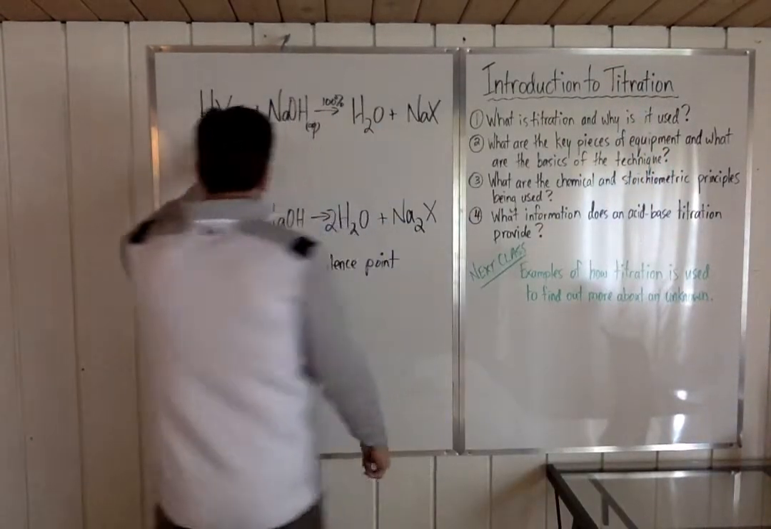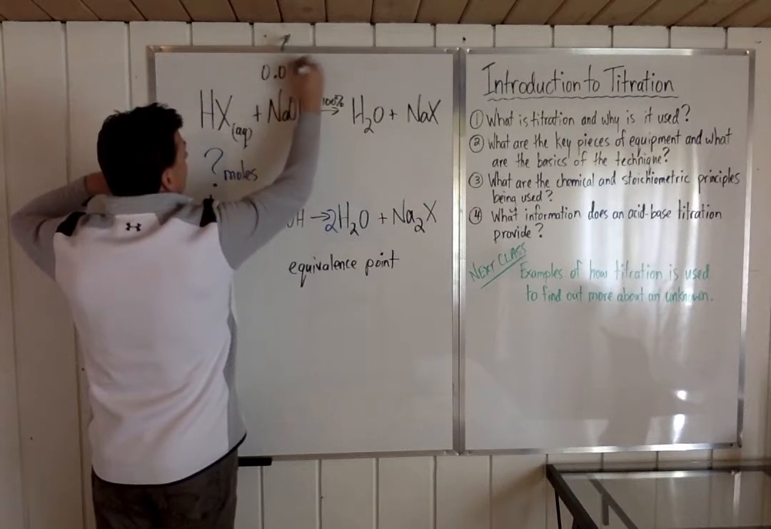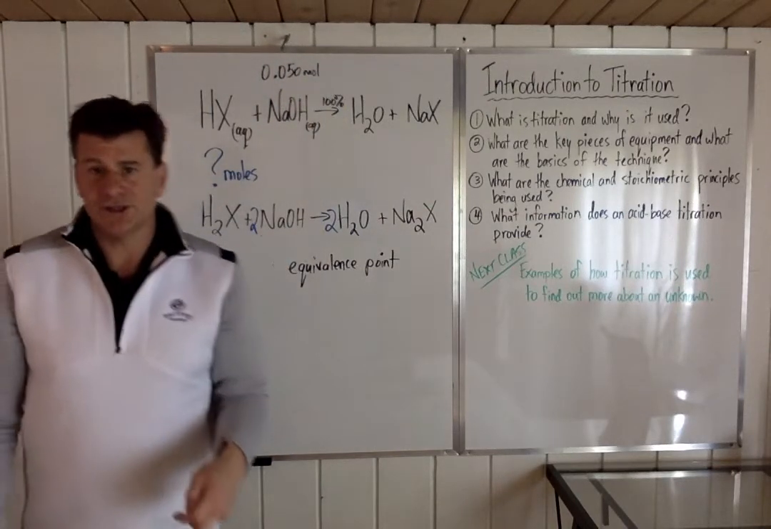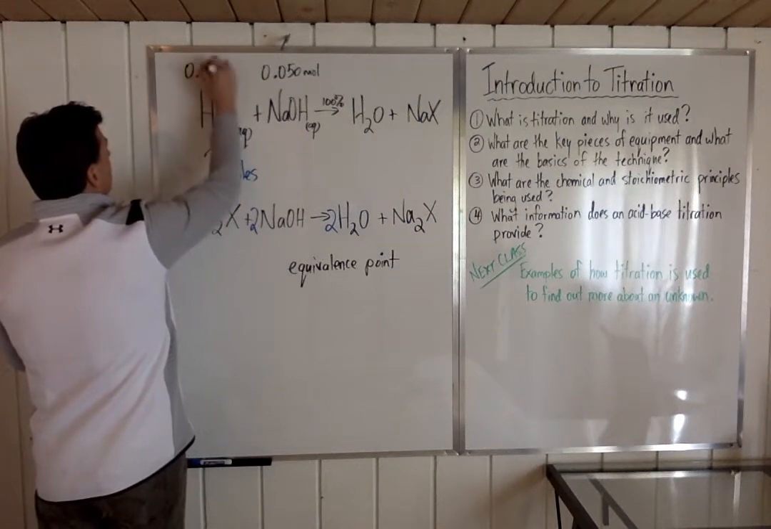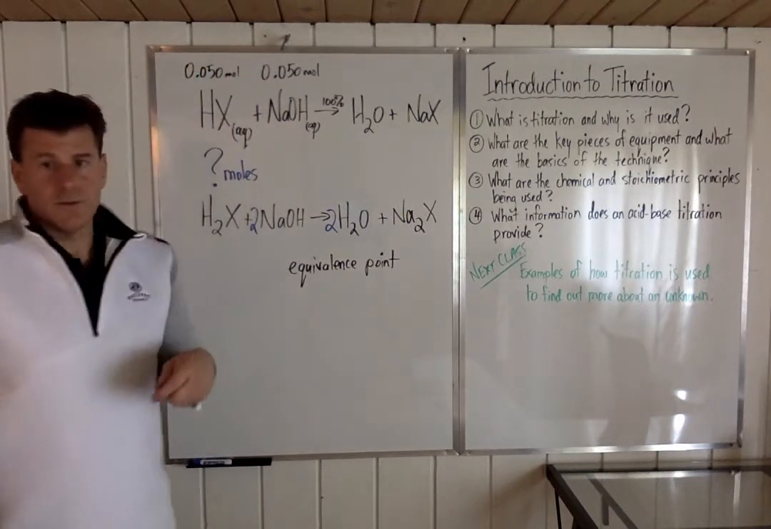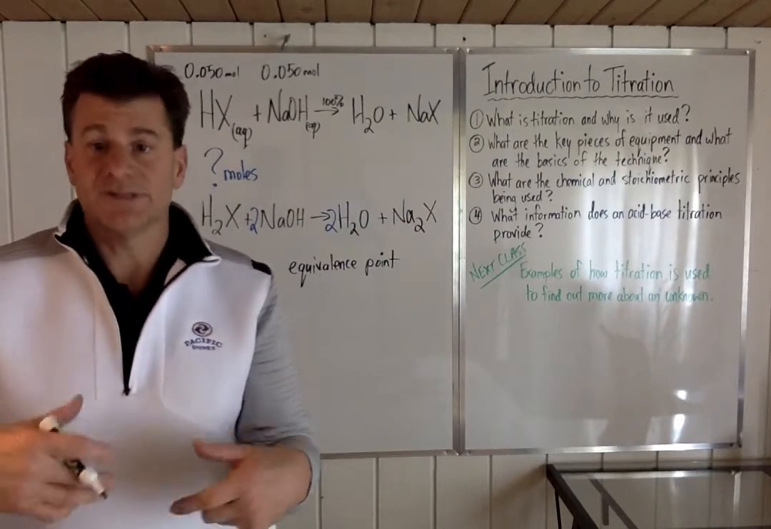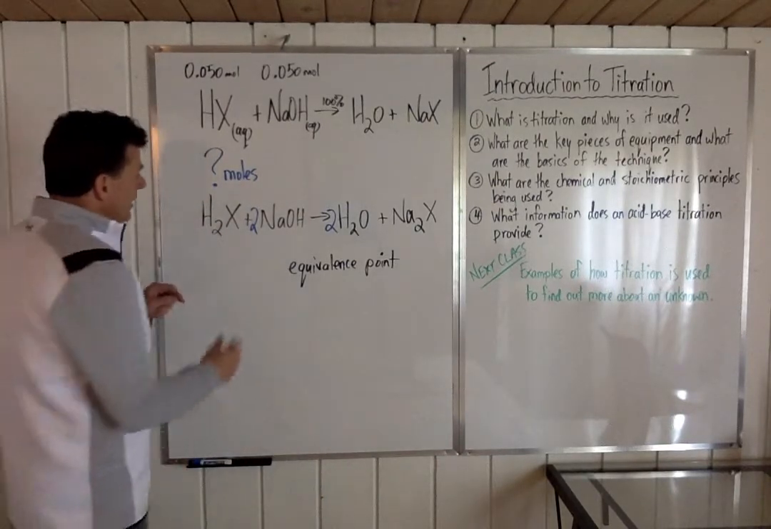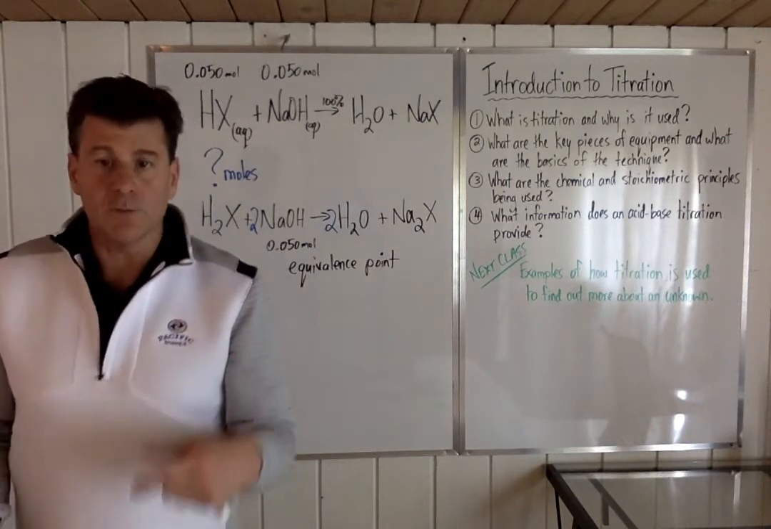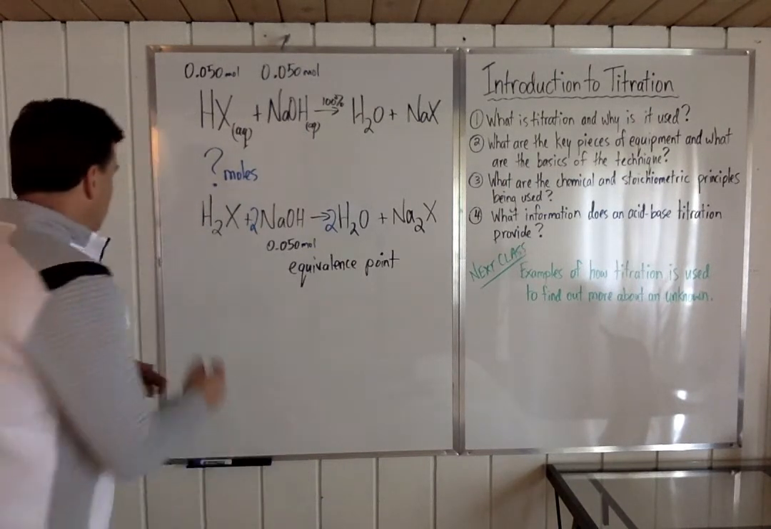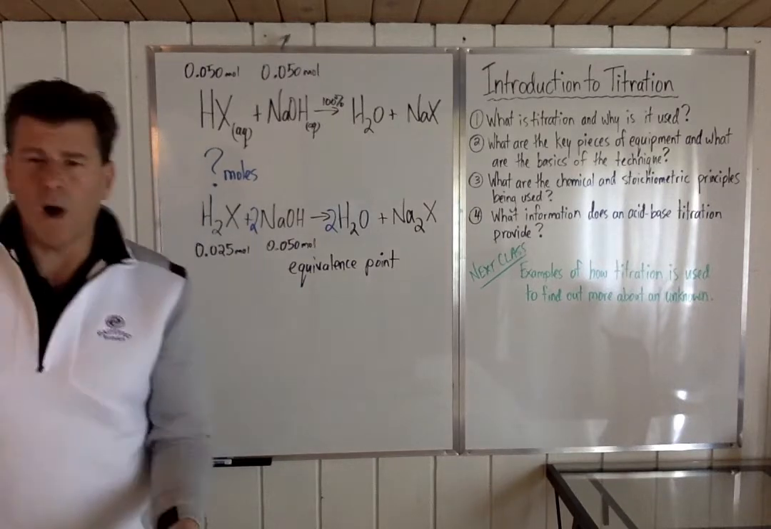So in this case, let's say I added 0.050 moles of NaOH. The stoichiometric point or equivalence point of that titration would be 0.050 moles of the HX. That is known as the equivalence point. The equivalence point for this one down here, if I had added 0.050 moles of this guy, the equivalence point would not have been the same number. The equivalence point would have been 0.025 moles of that.